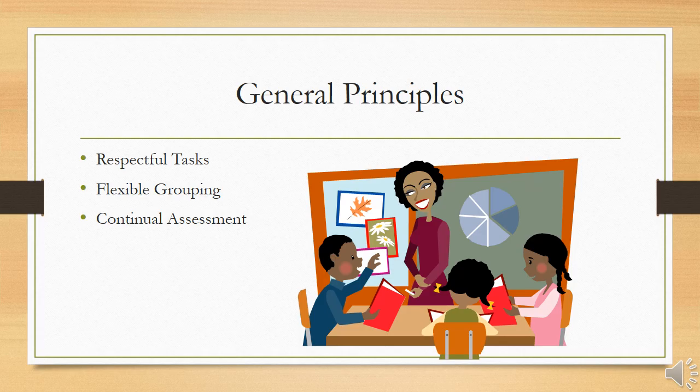Continual assessment allows teachers to assess student comprehension and ability levels throughout the year. Differentiated instruction can be better suited to a student's needs if the teacher is aware of a student's current achievement level.